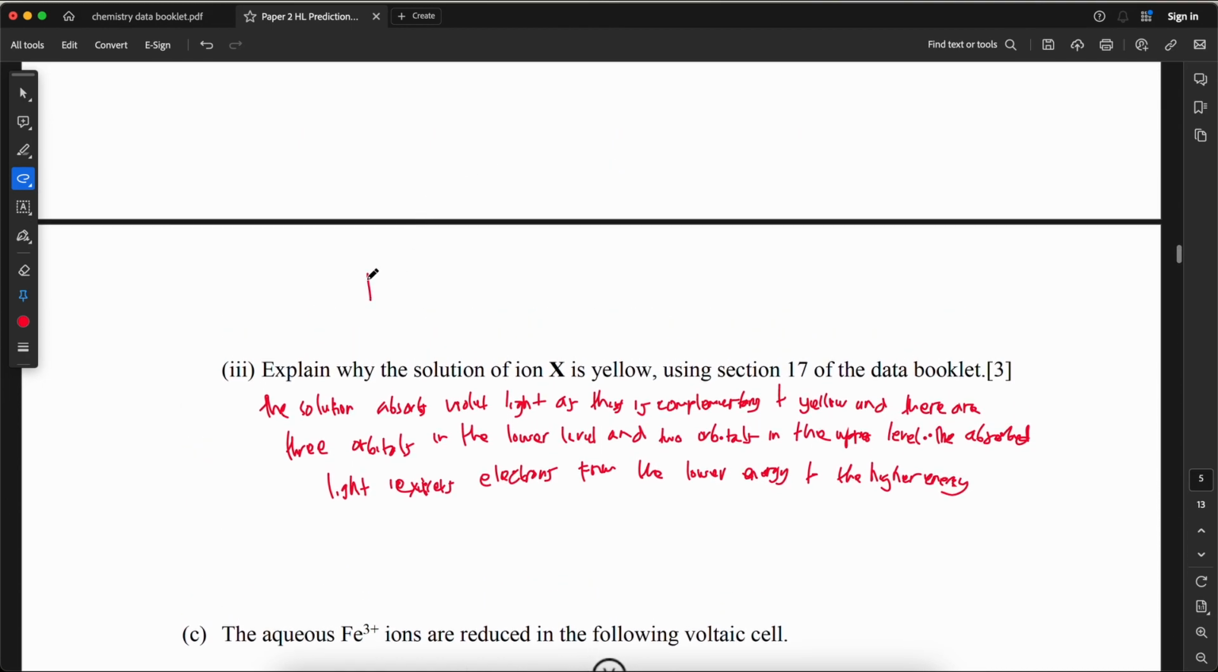So the d orbital, 1 2 3 4 5, so that would be 1 2 3 here, and then the higher energy d orbital, that would be 2 electrons.